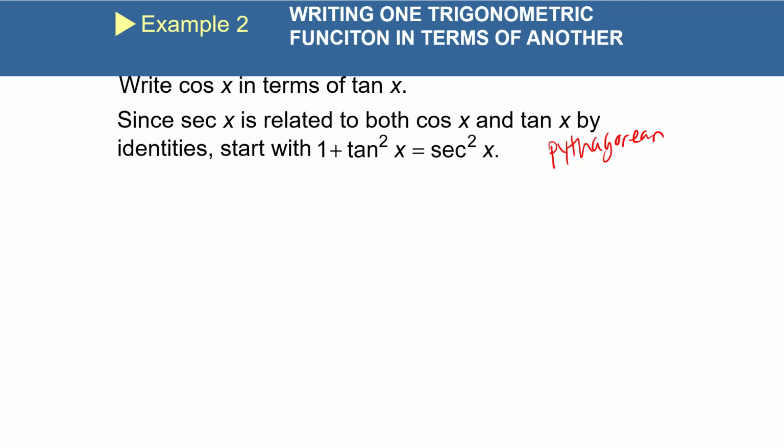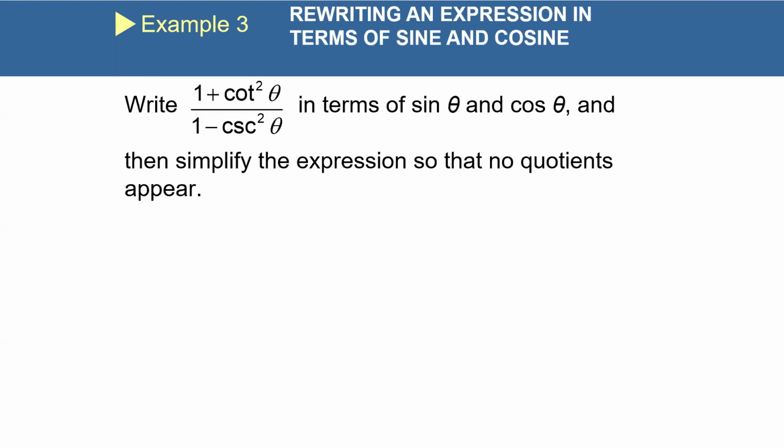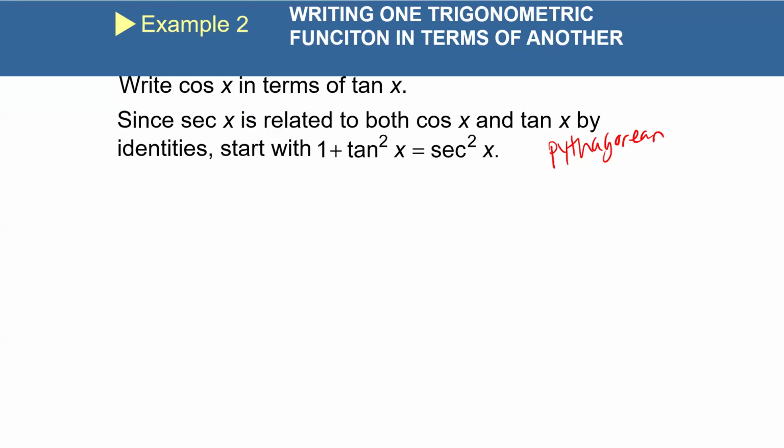Okay, so it wants it in terms of cosine. That means it wants me to get tangent by itself and get rid of secant. Well, how can I change secant into cosine? It's 1 over cosine squared. Good job. So we get 1 plus tan squared x equals 1 over cosine squared x.